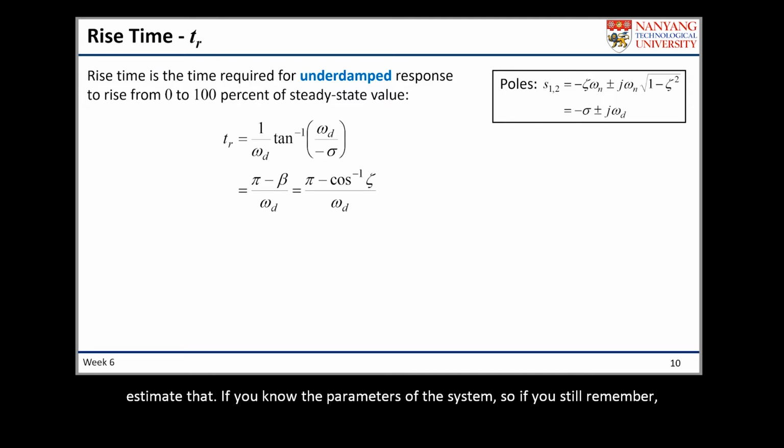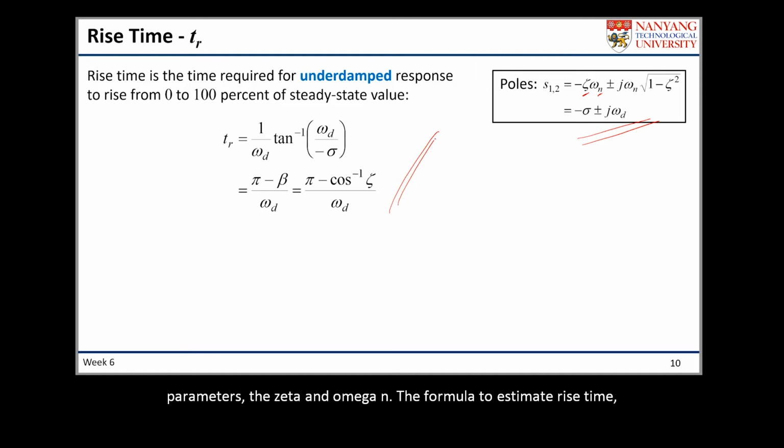If you still remember, you can refer back to our first discussion about underdamped systems. If we have an underdamped system, the poles of our second order system will be complex conjugates as represented by this equation. The poles are represented by two parameters of the system, which are zeta and omega n. So the poles are determined only by zeta and omega n, and this rise time you can estimate if you know these two parameters, zeta and omega n.